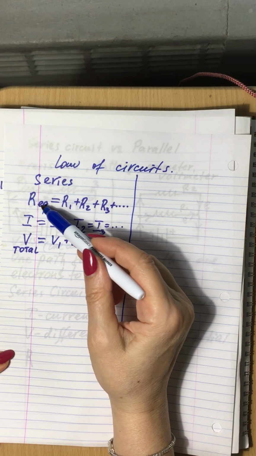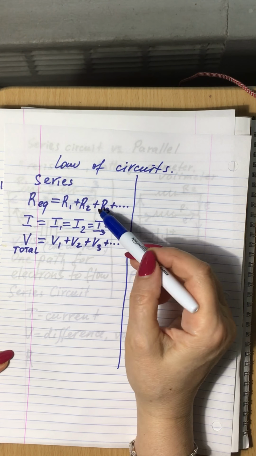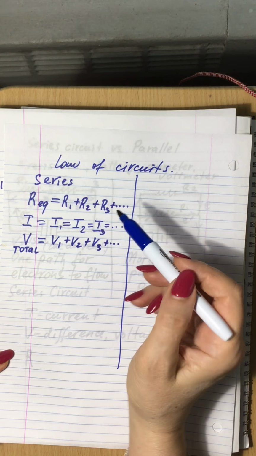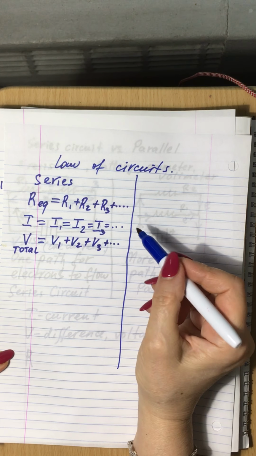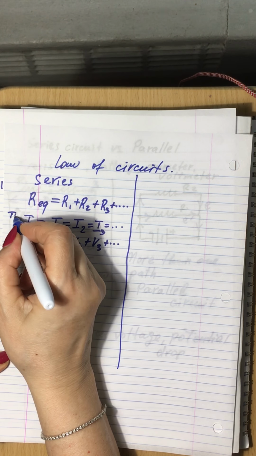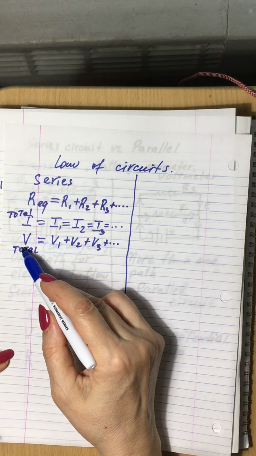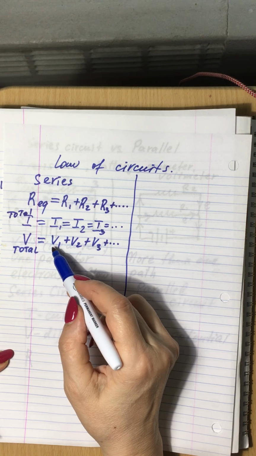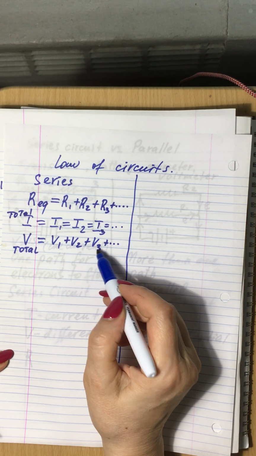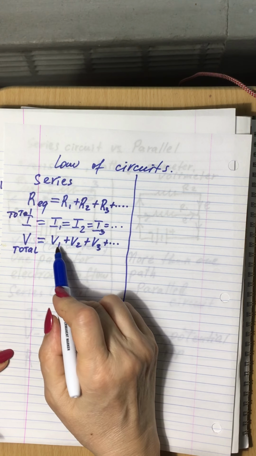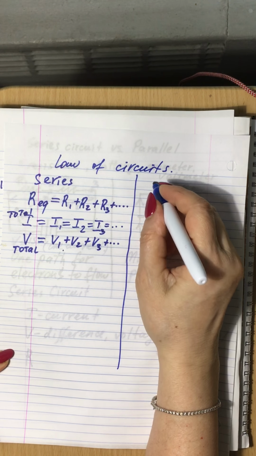So again, to find the total or equivalent resistance for a series circuit, we just add the resistors. To find the total current, we just keep in mind that since there's only one path, the current will be the same. So total current is the same. The total potential drop will be equal to the potential drop across the first plus the second plus the third and so on. So you add the individual potential differences to find the total. Now what about parallel?